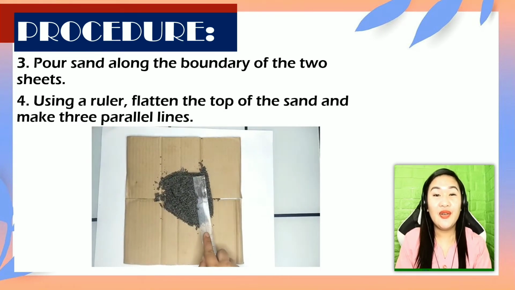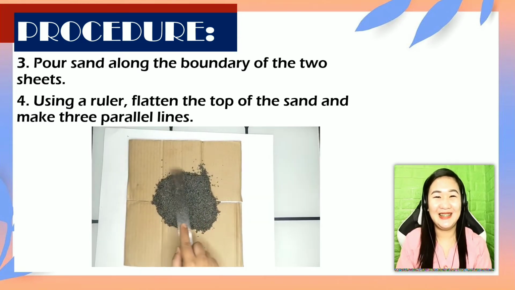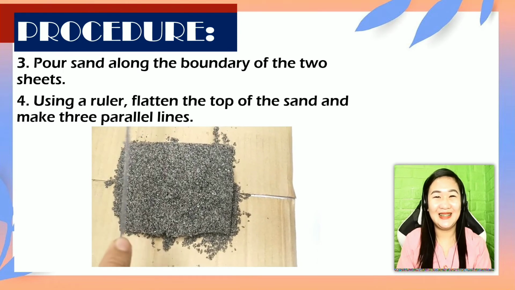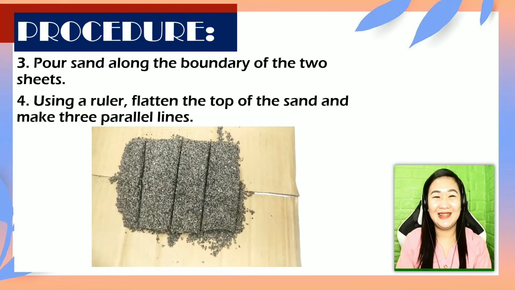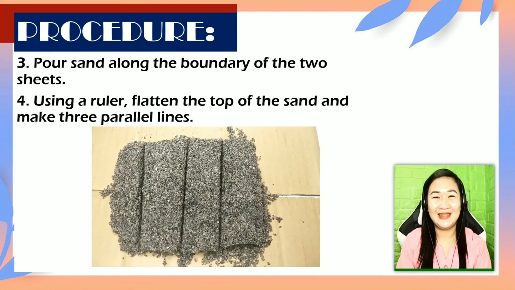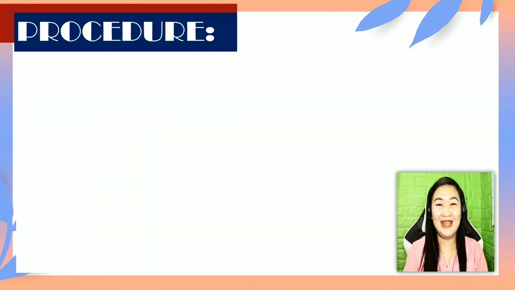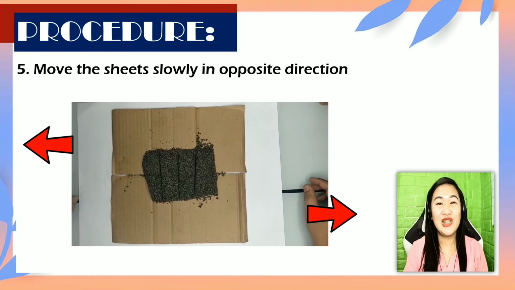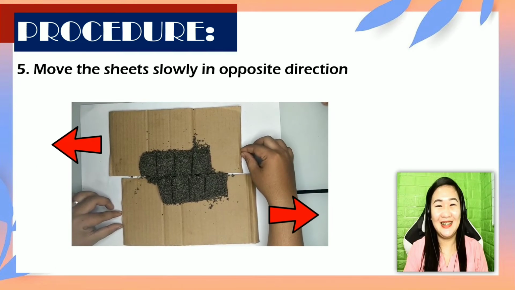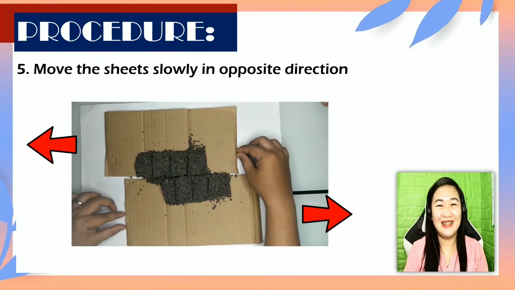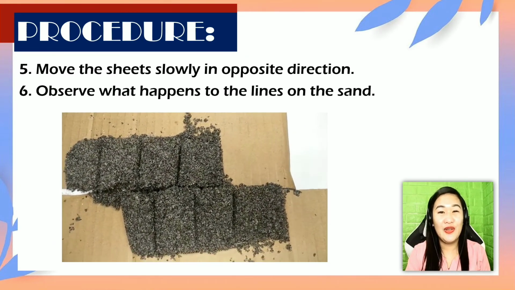Using a ruler, flatten the top of the sand and make 3 parallel lines. And then, move the sheets slowly in opposite directions. Observe what happens to the lines on the sand.